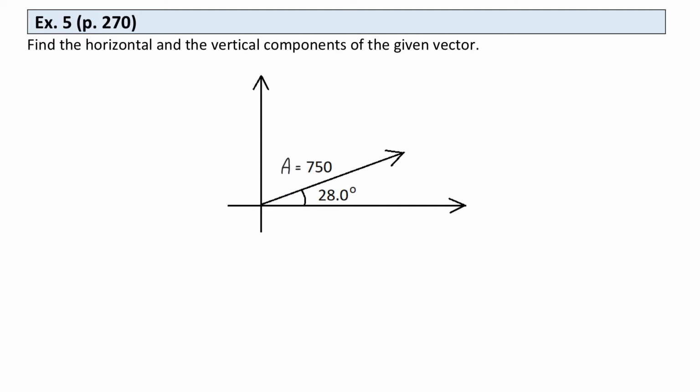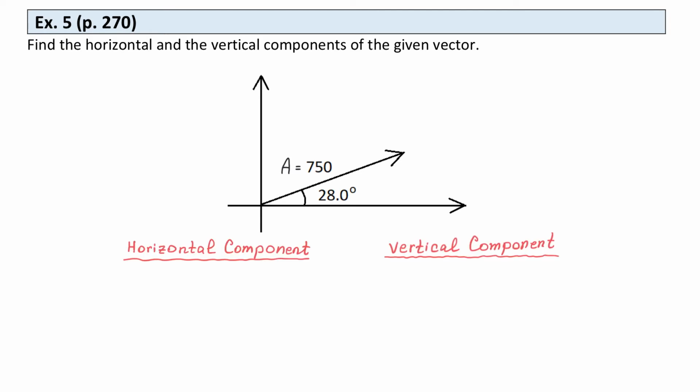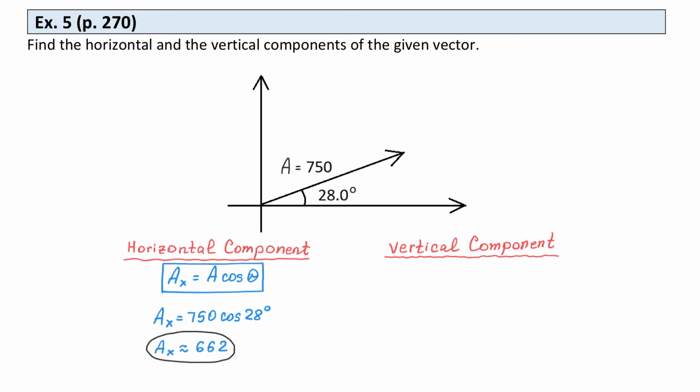Now, let's solve exercise 5 on page 270. In this exercise, we are given a vector with a magnitude of 750 and an angle in standard position of 28 degrees. Then we will find the horizontal and the vertical components of this vector. For the horizontal component, we use the formula a sub x equals A cosine of angle theta. For this vector, a sub x equals 750 multiplied by cosine of 28 degrees. Then a sub x equals approximately 662 units.